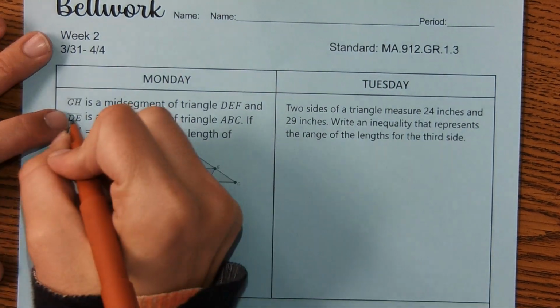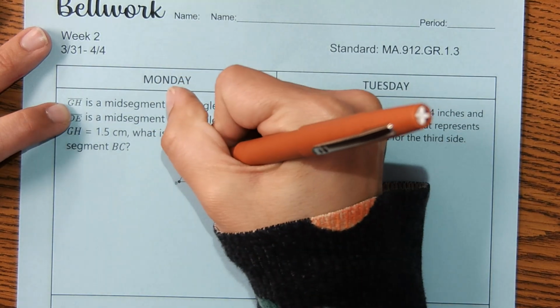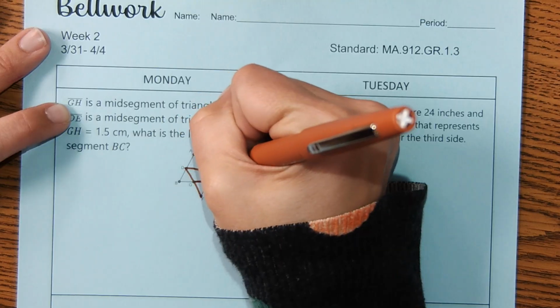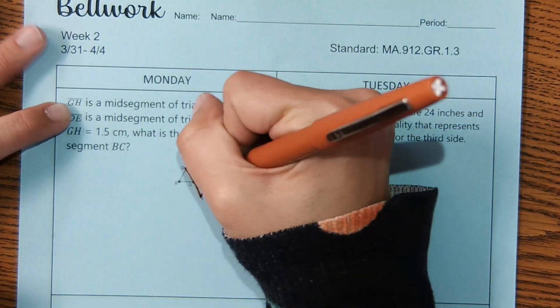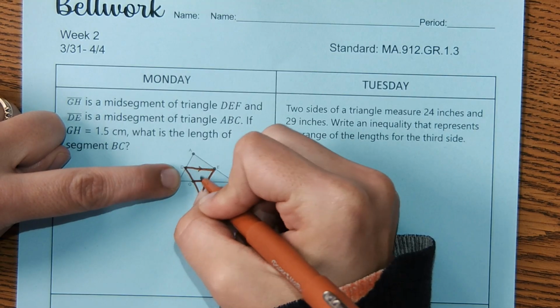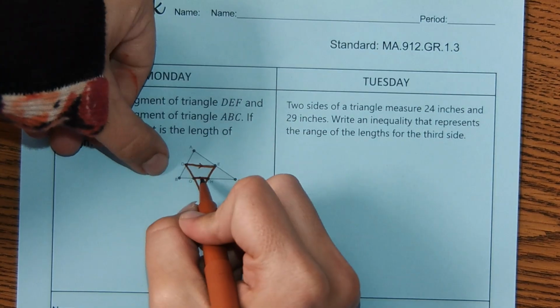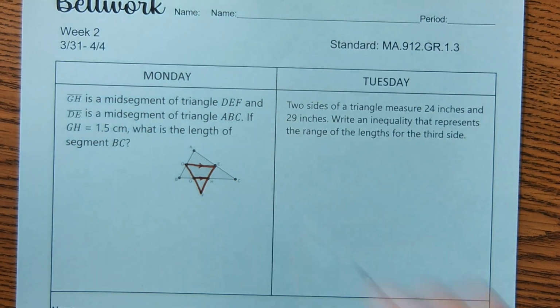Okay, so it says GH is a midsegment of DEF. So GH right here is a midsegment of DEF. With it being a midsegment, it hits at the midpoint of each of those lines. It's parallel to the other segment, and it's also half of the length of this segment. We're going to need to know that in a second.